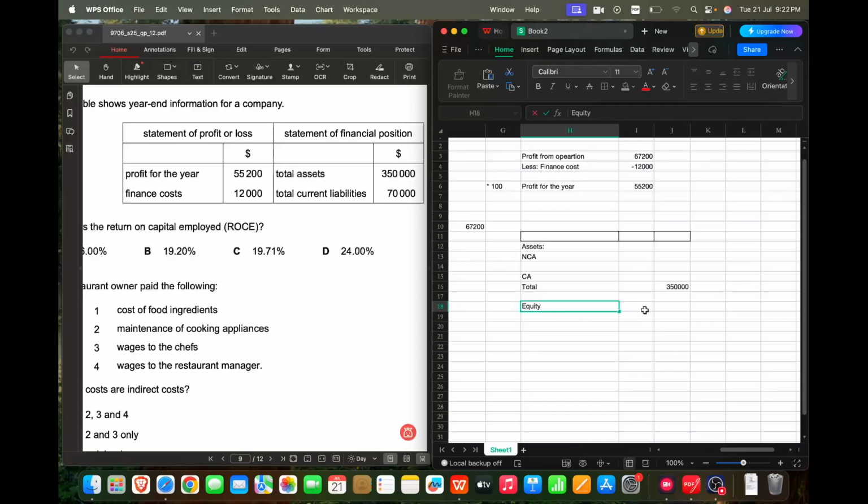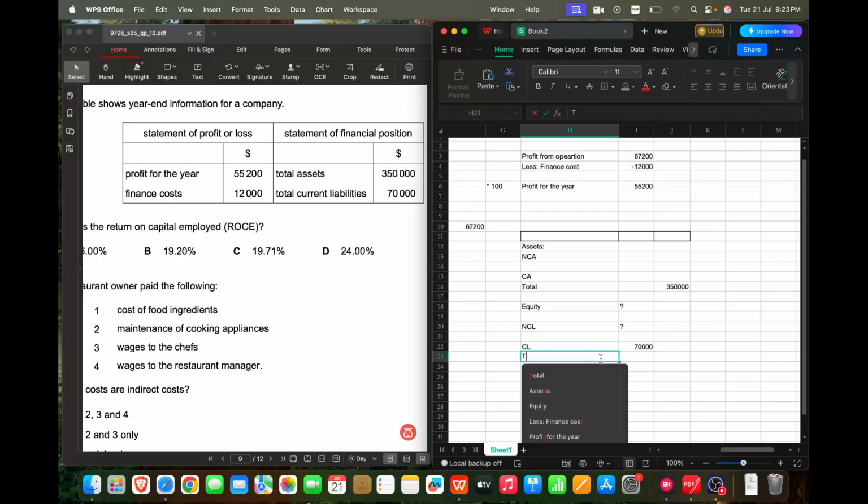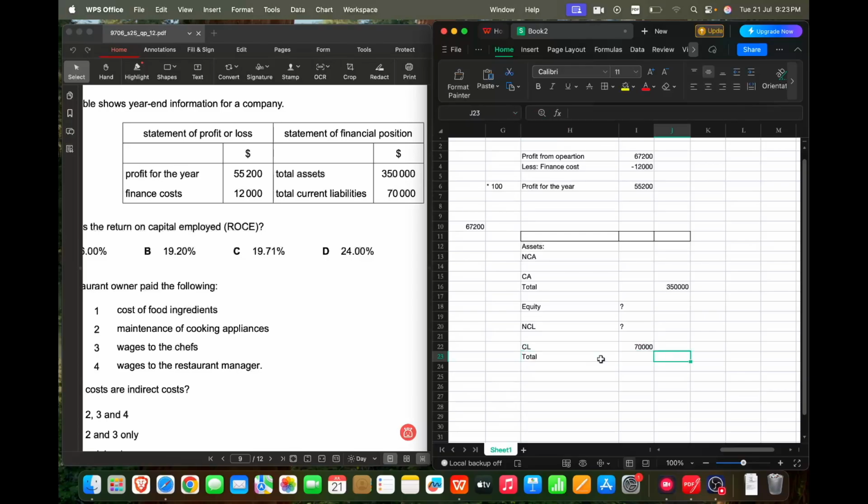Equity we don't know for now. And under liability we have non-current liability, that also we don't know. And then we have current liability, and that current liability amount is 70,000. And when I add all of this, the total should be the same. Total should be 350,000.